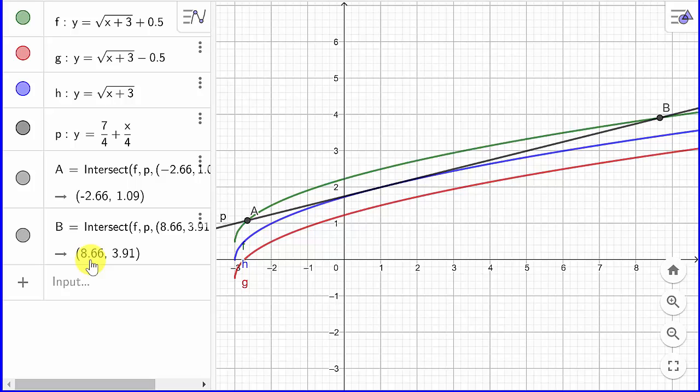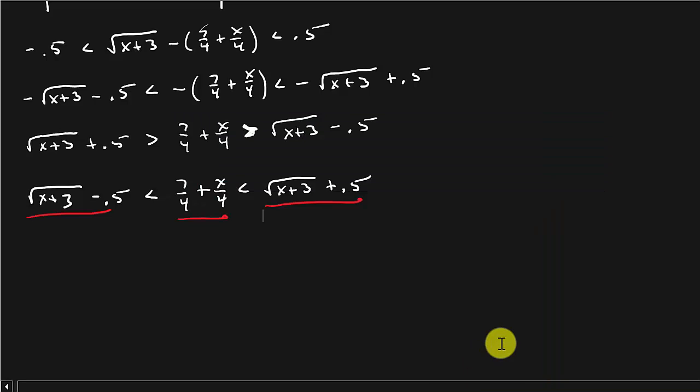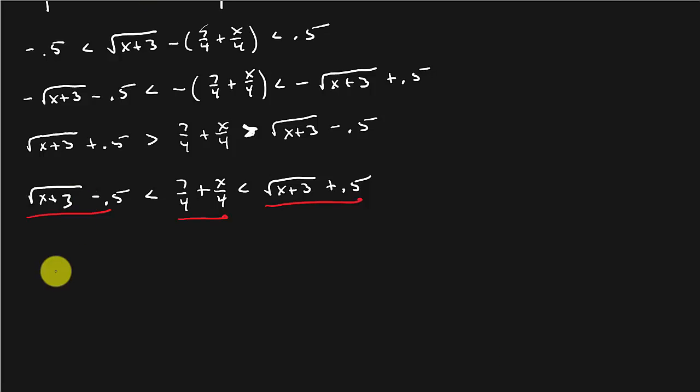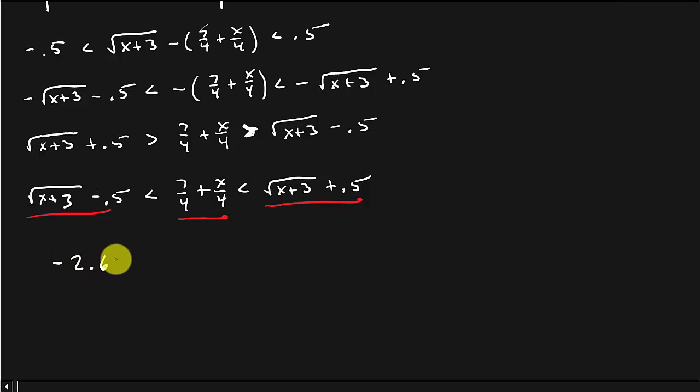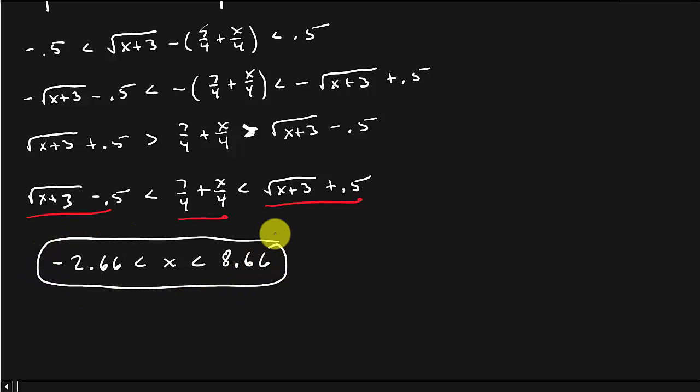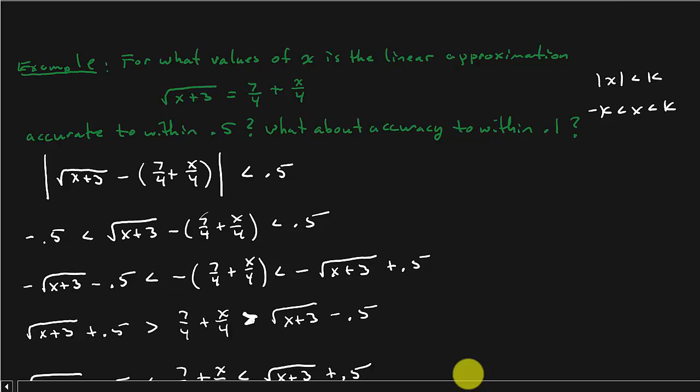And so the x values where this is within 0.5 would be from negative 2.66 to 8.66, and that is to have an accuracy within 0.5.